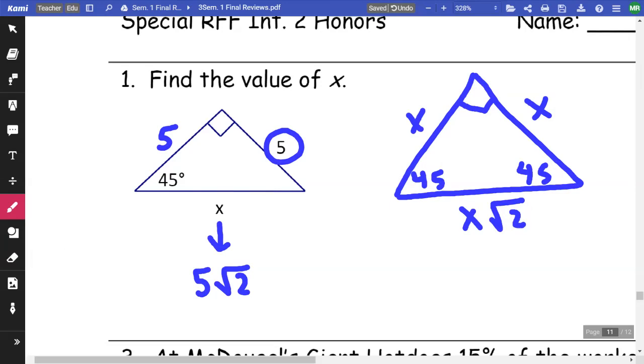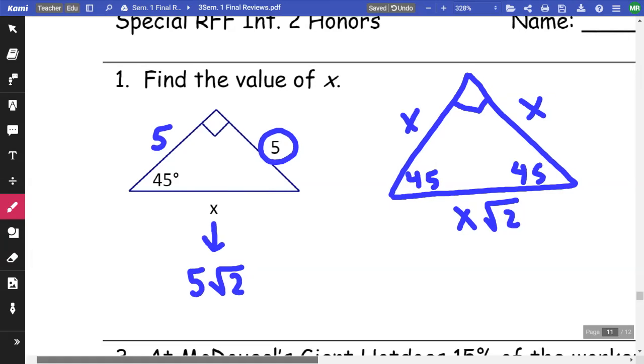So we want it as the exact, not as a decimal, which is what you would get if you were using trig.